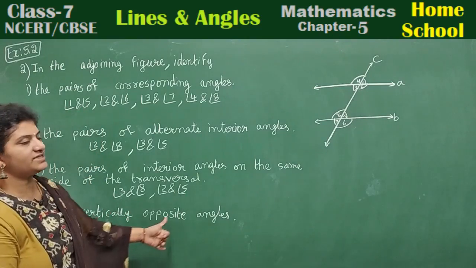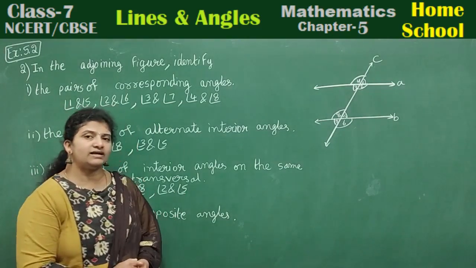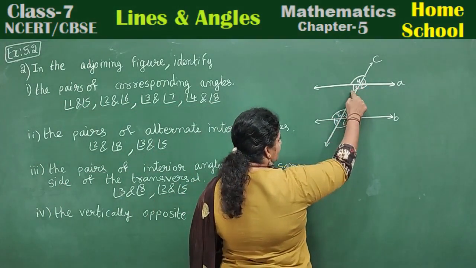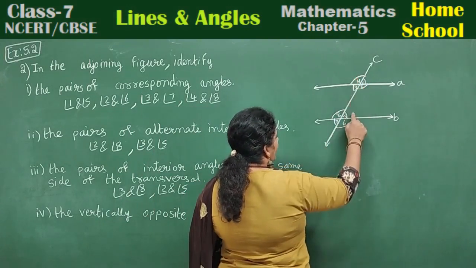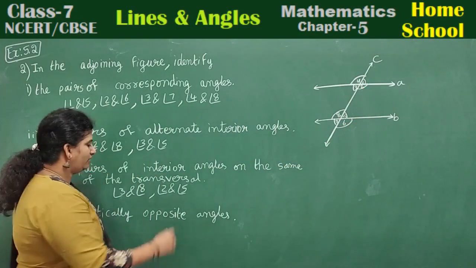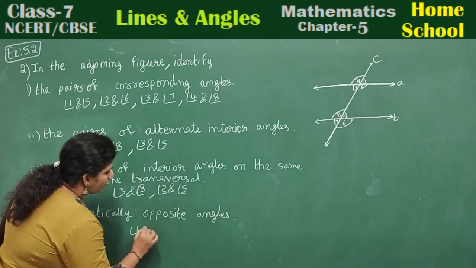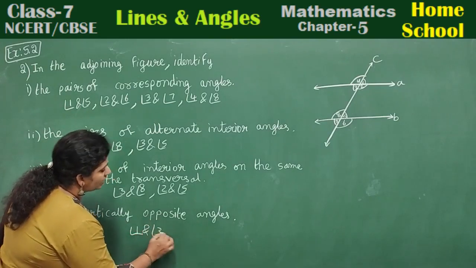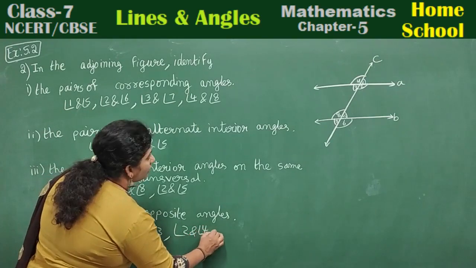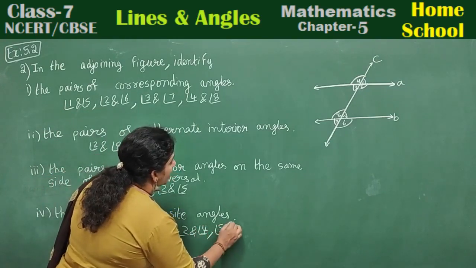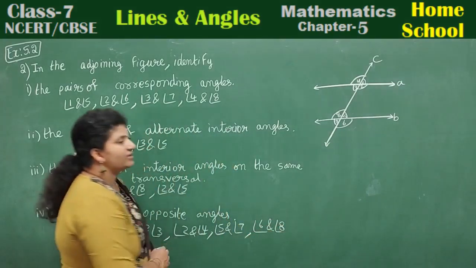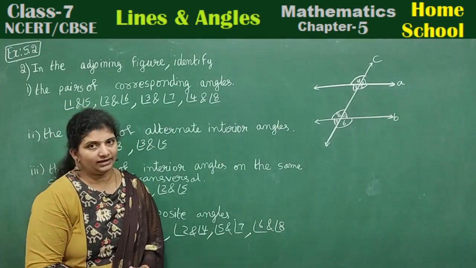The vertically opposite angles. Vertically opposite angles, children, you can remember with the X symbol I said. That is angle 1, angle 3, angle 2, angle 4, angle 5, angle 7, angle 8, angle 6. Right? Now write down here angle 1 and angle 3 are vertically opposite angles, angle 2 and angle 4, angle 5 and angle 7, angle 6 and angle 8. These are all the vertically opposite angles.